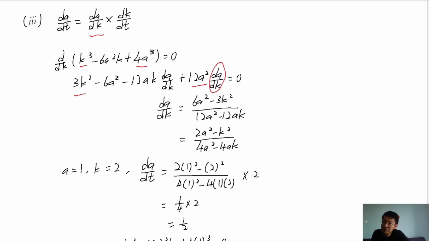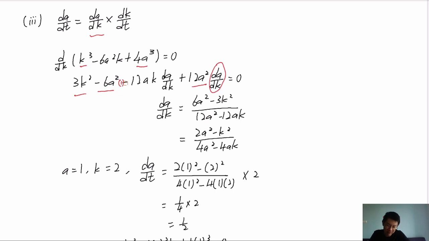Because we are differentiating a with respect to k, we have to multiply by dA/dk at the end. And for the middle term, because it's a mixture of a and k, we have to use the product rule. So when we use the product rule, we keep the negative 6a squared for the first one and differentiate the k. Differentiating the k gives us a 1.